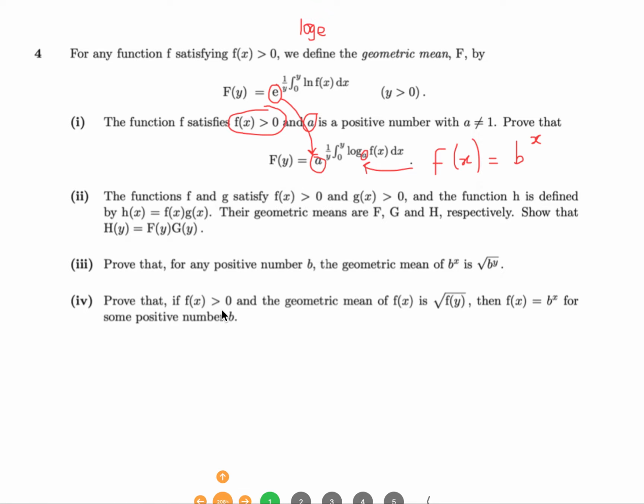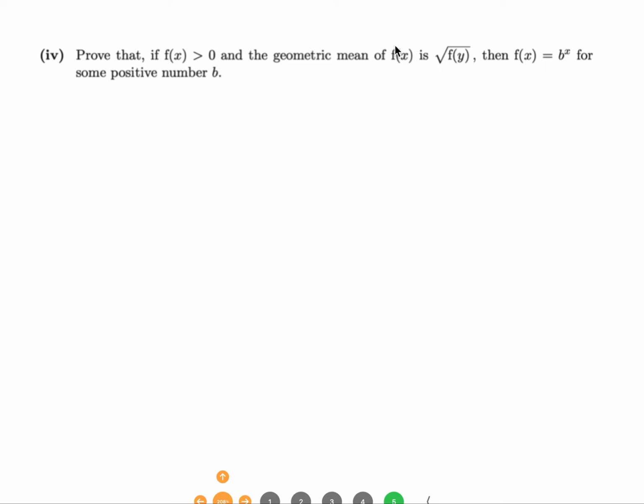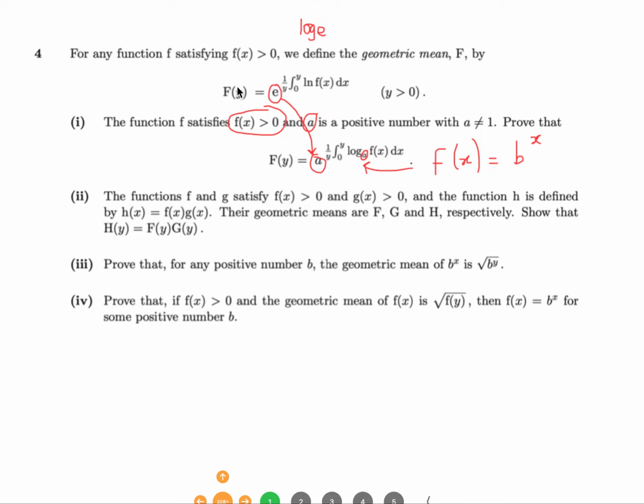Prove that if f of x is greater than 0 and the geometric mean is root f of y, then f of x has to equal some constant to the power of x. Alright, so this one we're going to work backwards. We know what this is.